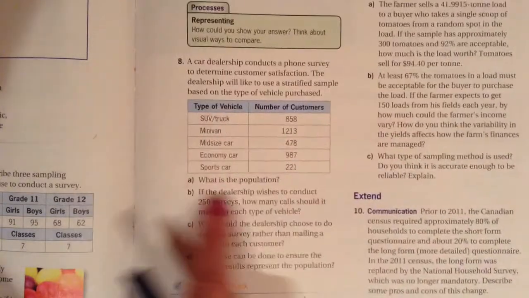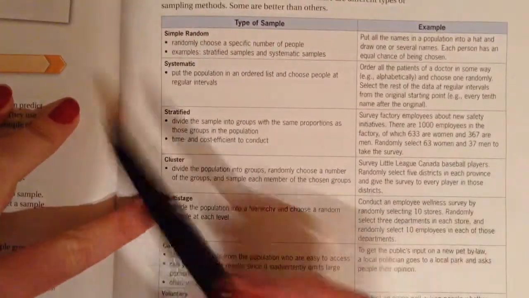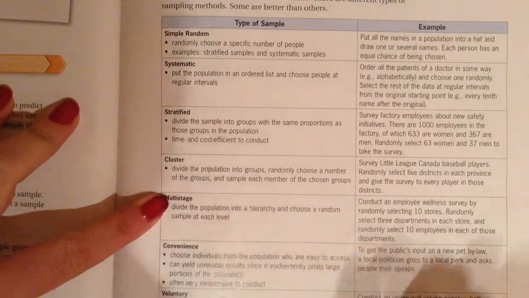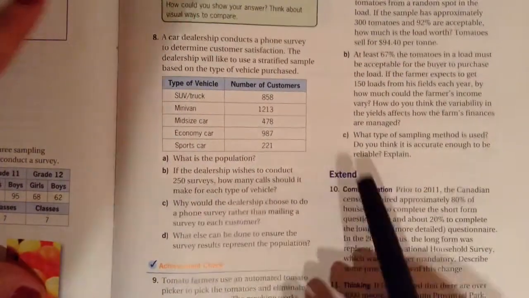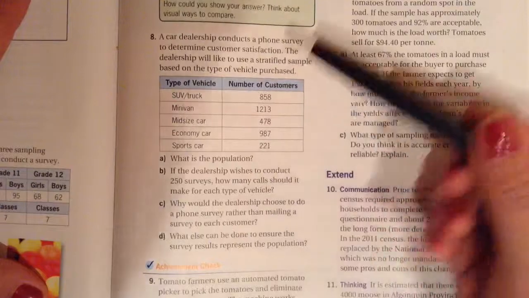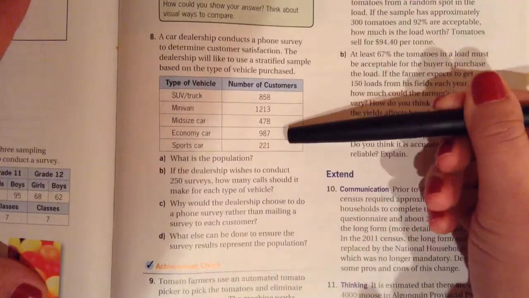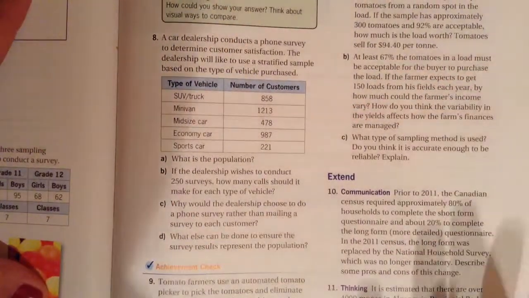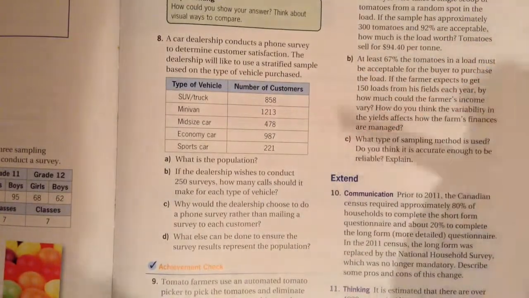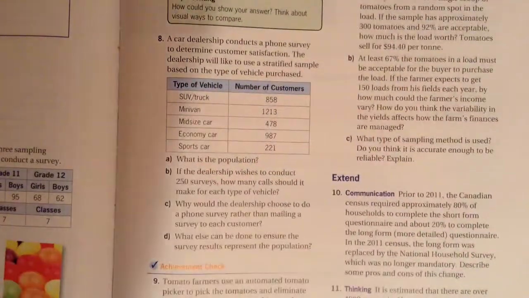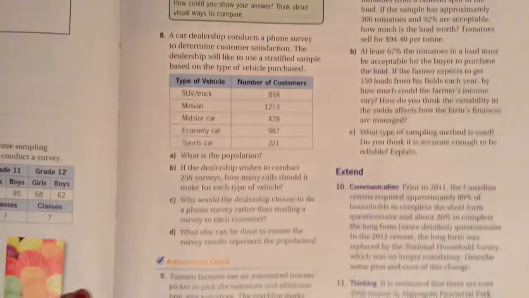So, we have a chart here, and let's flip back to where it outlines what a stratified sample is. Stratified means dividing the sample into groups with the same proportions as those groups in the population. As we can see from the chart, the population has already been divided into groups. So to actually do a sample, it's going to be very easy because all we have to do is make these groups smaller and proportionate to the entire population. So let's get straight to the question.